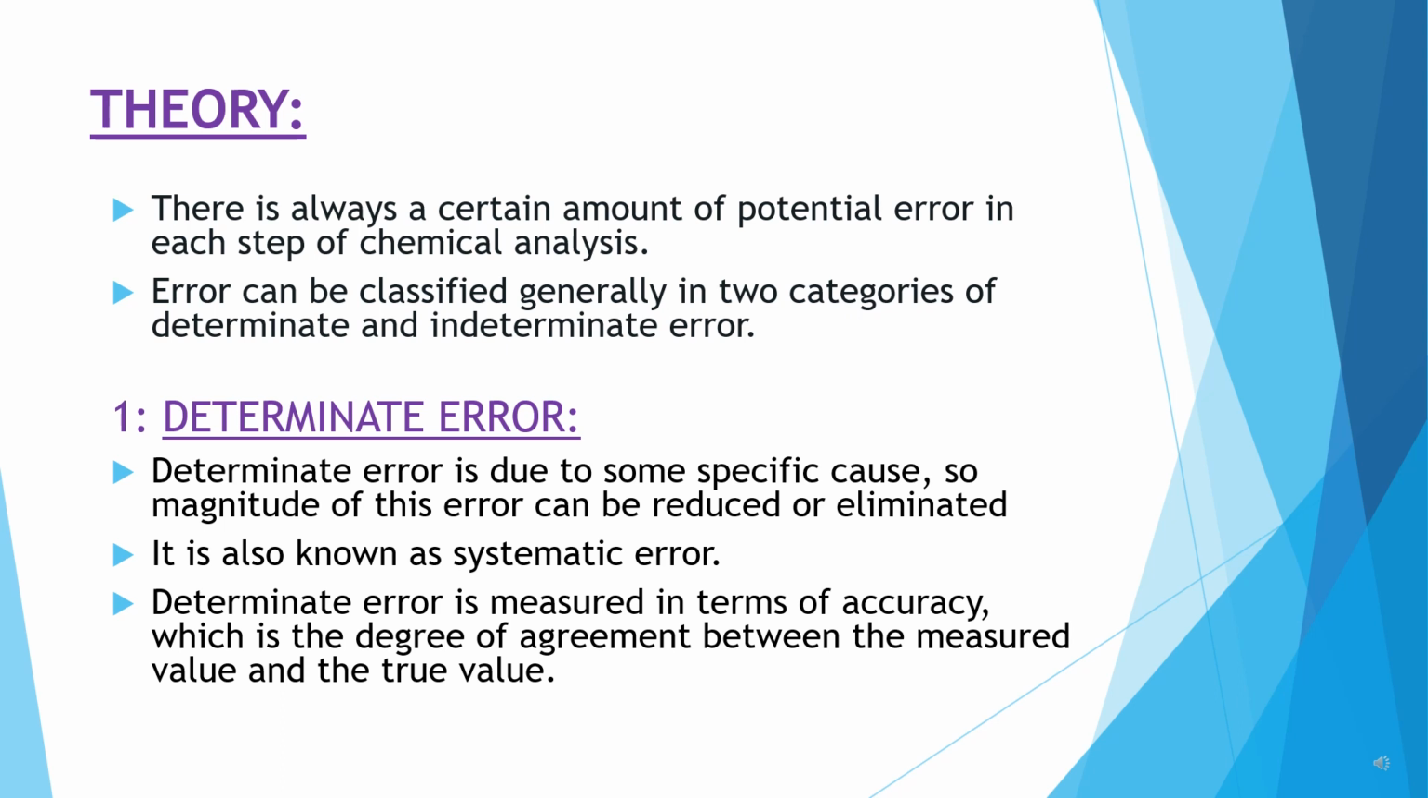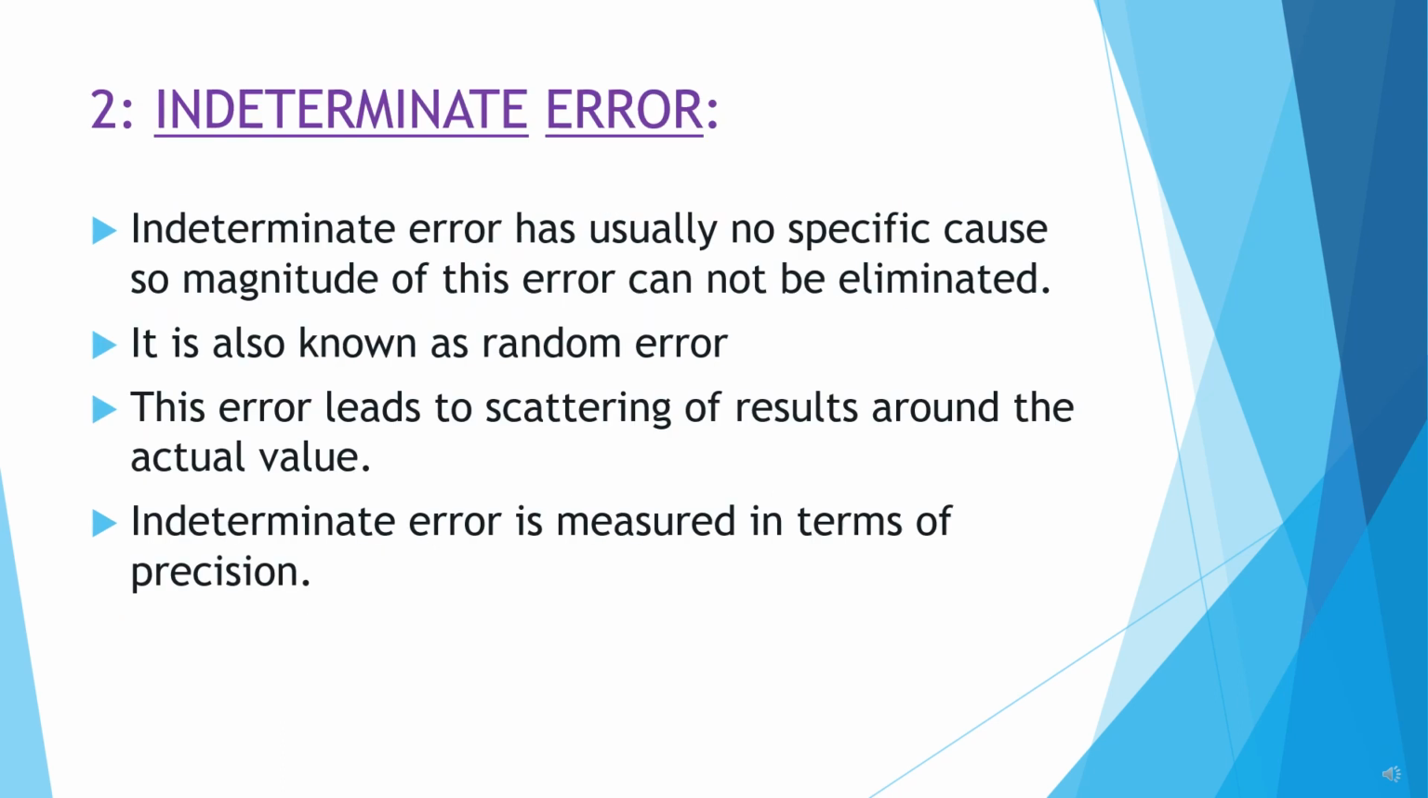Determinate error is measured in terms of accuracy, which is the degree of agreement between the measured value and the true value. Indeterminate error. Indeterminate error has usually no specific cause, so magnitude of this error cannot be eliminated. It is also known as random error. This error leads to scattering of results around the actual value. Indeterminate error is measured in terms of precision.